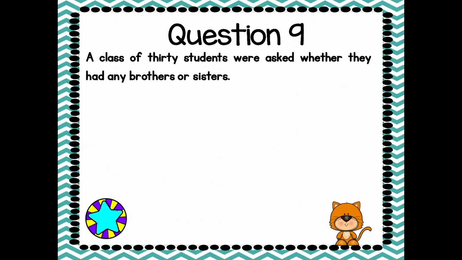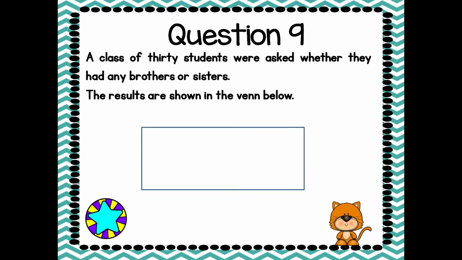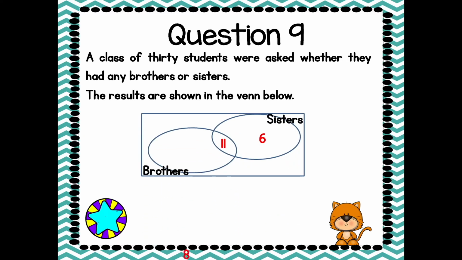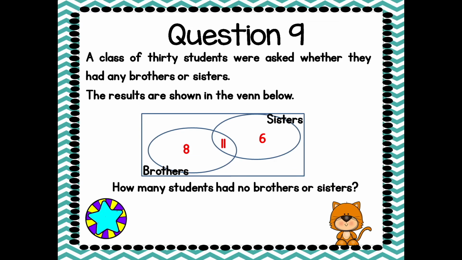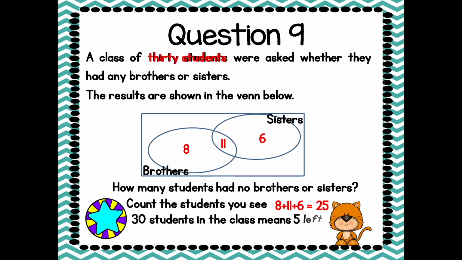Question 9. A class of 30 students were asked whether they had any brothers or sisters. The results are shown in the Venn diagram below. How many students had no brothers or sisters? To answer this question, we firstly count the number of students there are in the Venn diagram. We can then find the difference between this and the total class size. The answer is 5.